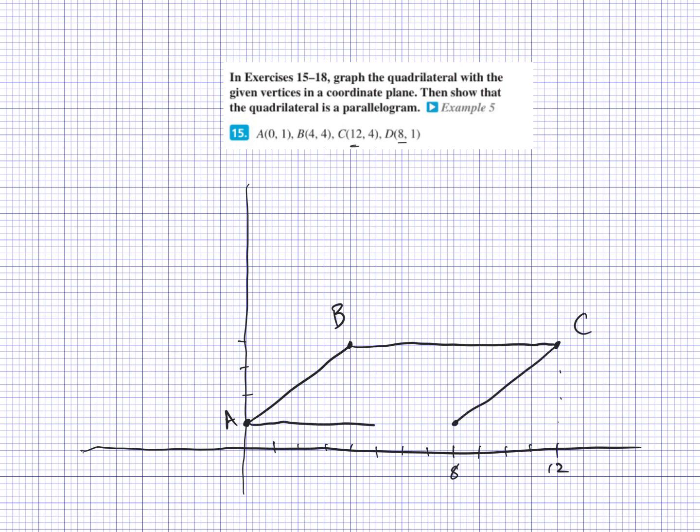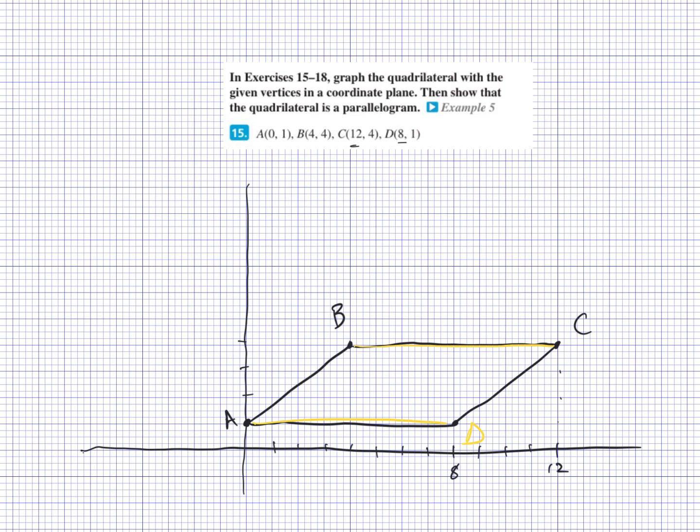So now, what's it asking? Graph the quadrilateral with the given vertices in a coordinate plane. Then show that the quadrilateral is a parallelogram. Okay, well, you can use any of the parallelogram theorems. So I'm going to use the easy one. I'm going to change this to yellow. I know that BC is horizontal and AD is horizontal, so they have the same slope.